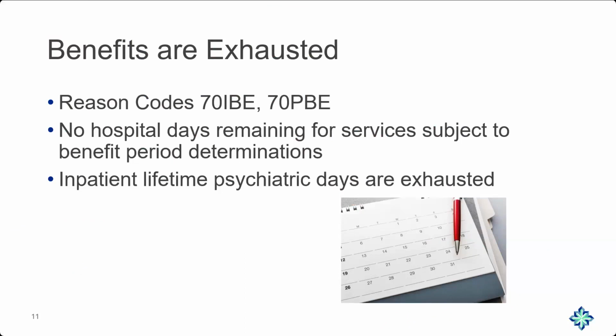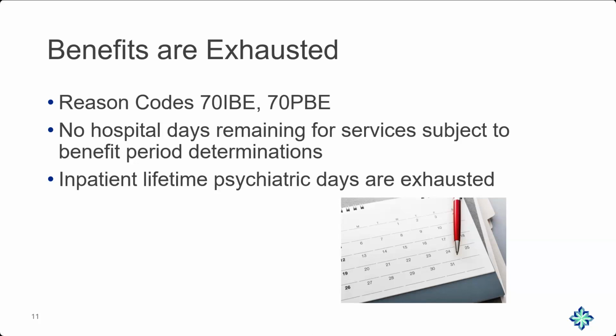So a beneficiary is in an inpatient hospital stay, and they have a specific number of days per benefit period. You might hear this referred to as a spell of illness. Once these days have been used up, then the claims will reject with the reason codes that you see here. These are the 2 that appeared on the data that I looked at for this time period. 70IBE and 70PBE.